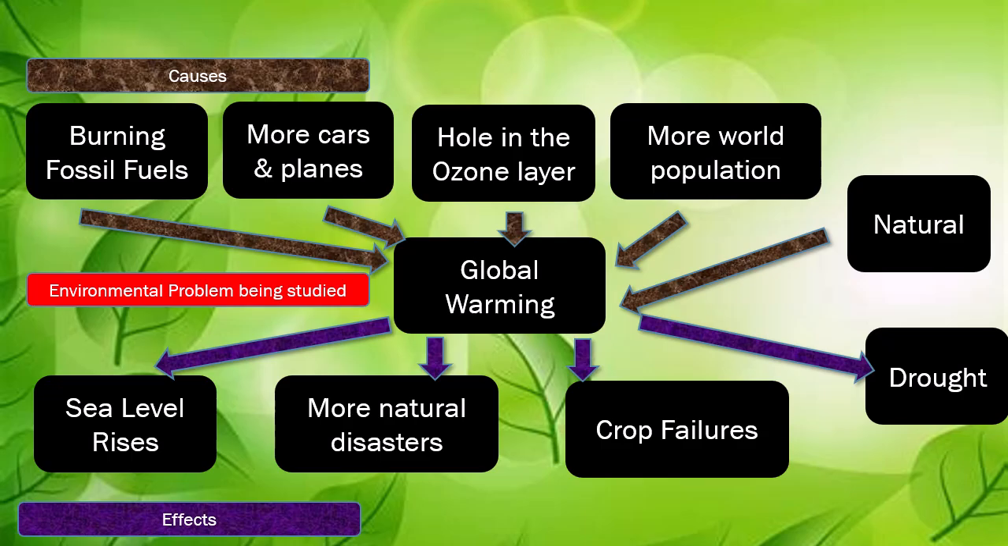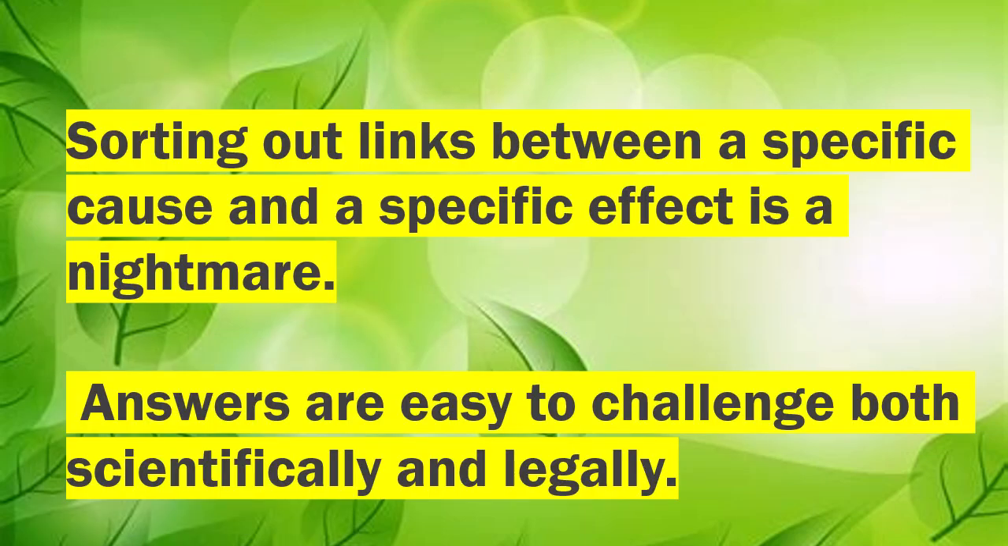So here we have at the top the many causes of global warming: burning fossil fuels, more cars and planes, hole in the ozone layer, more world population, natural causes. And at the bottom, we have the many effects: the sea level rises, more natural disasters, crop failures, drought. Sorting out links between a specific cause and a specific effect is a nightmare. And answers are easy to challenge both scientifically and also legally.